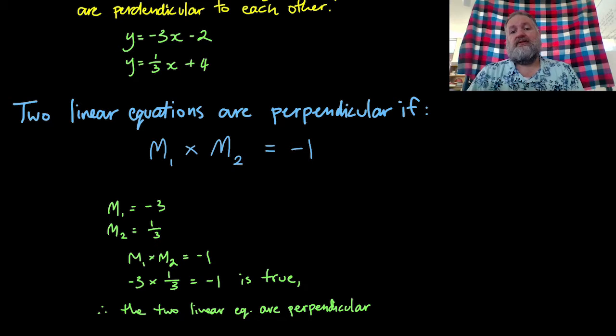It really is as simple as that. You multiply the two gradients together. If the answer is -1, they are perpendicular.